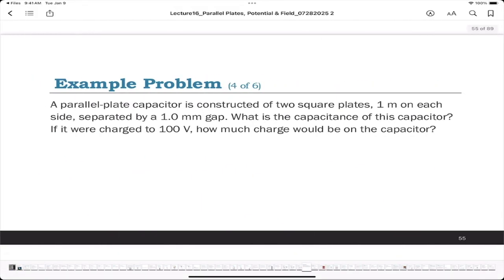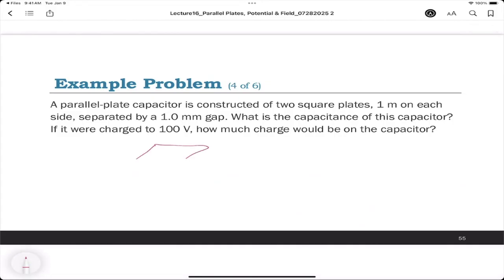Okay, let's continue to talk about this example problem. A parallel plate capacitor is constructed of two square plates. You can see these two square plates are 1 meter on each side.